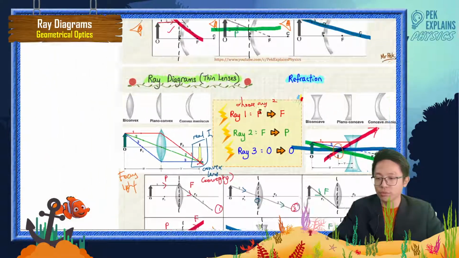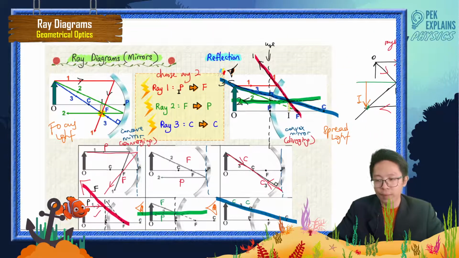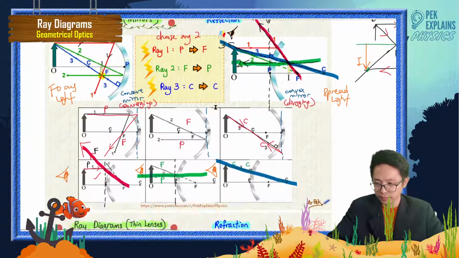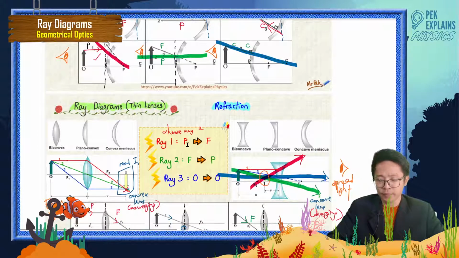You just need to remember this one. For mirrors: parallel to focal point, focal point to parallel, center of curvature. Lens is also the same: parallel, focal point, parallel, optical center.